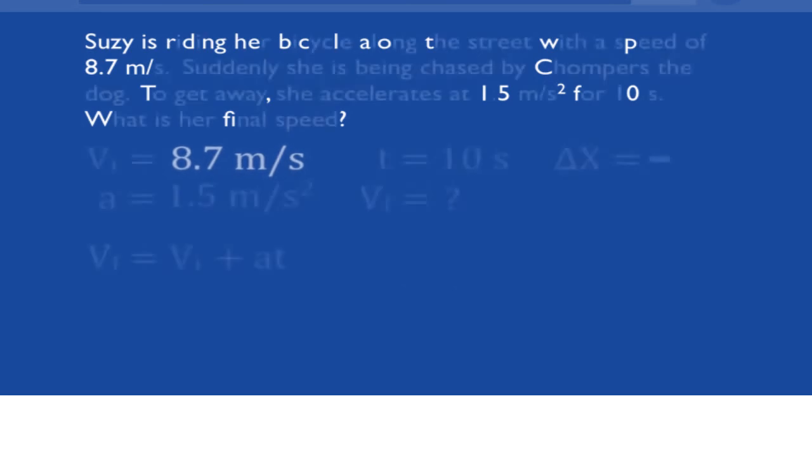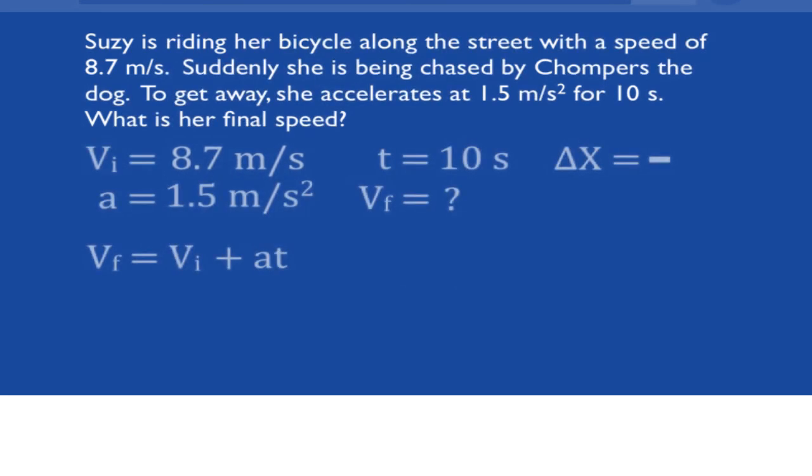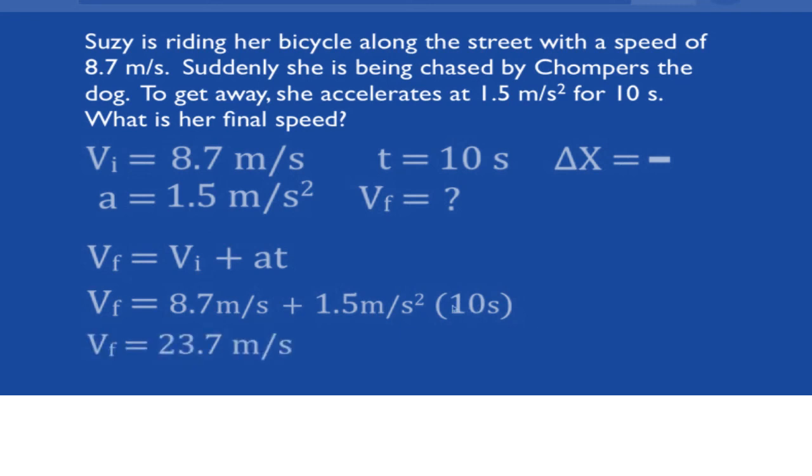On the next slide, I bring in my information. I have my equation. Now I can fill in values because I know the initial velocity, that is 8.7, and the acceleration, times 8.7 plus 1.5 times 10. 1.5 times 10 is 15, plus 8.7 gives us her final velocity, which is 23.7 meters per second, as she tried to get away from the dog.